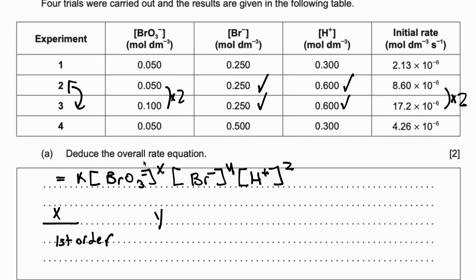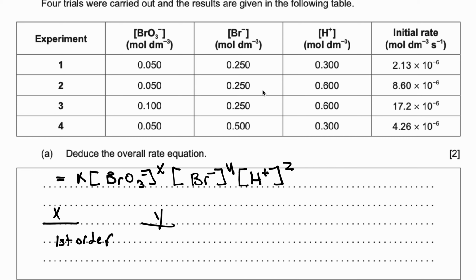So X, the order of bromate, is 1. Okay, what about Y? What is the exponent Y, the order of Br⁻? Okay, so let me erase this previous stuff, and now let's apply the same principle to find out the order of Br⁻.